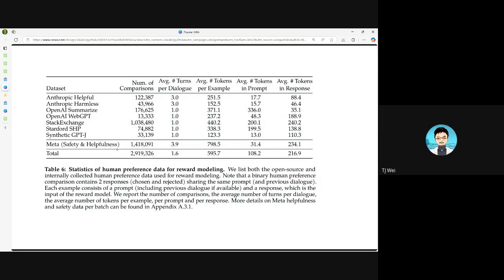So here is a comparison of Meta's safety and helpfulness data and their score compared to other data sets. Here are the other data sets, and then also their controlled safety and helpfulness data sets.